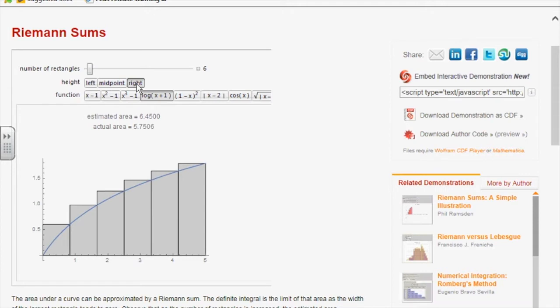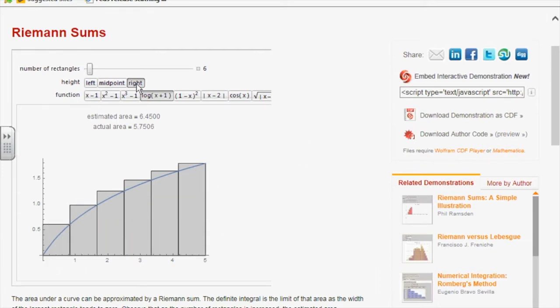Now I go to the right approximation. Here, your change in x is the width of the rectangle, but now for every box, the right-hand side of the rectangle determines the height of that rectangle. So this is the right-hand approximation for 6 rectangles. Now you can see here each of the rectangles is a little bit over the curve. So it's a little bit of an over approximation. But remember, these are approximations.